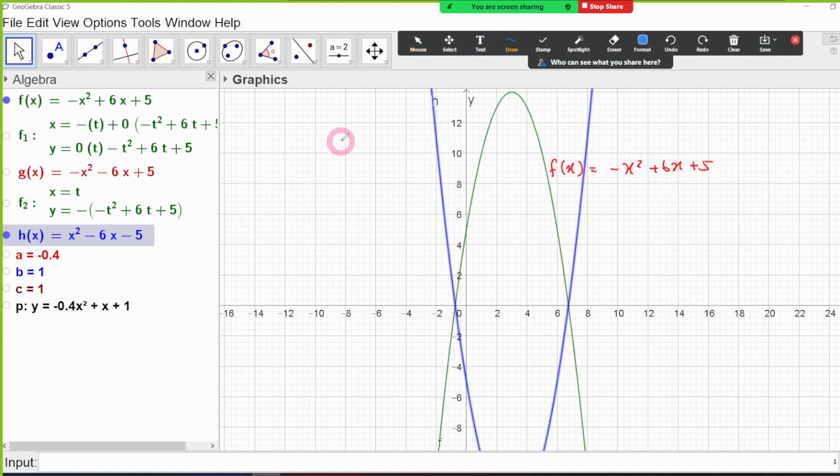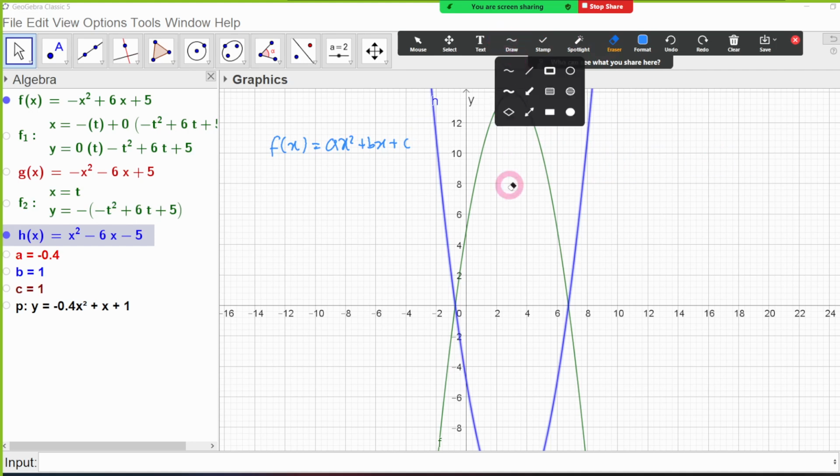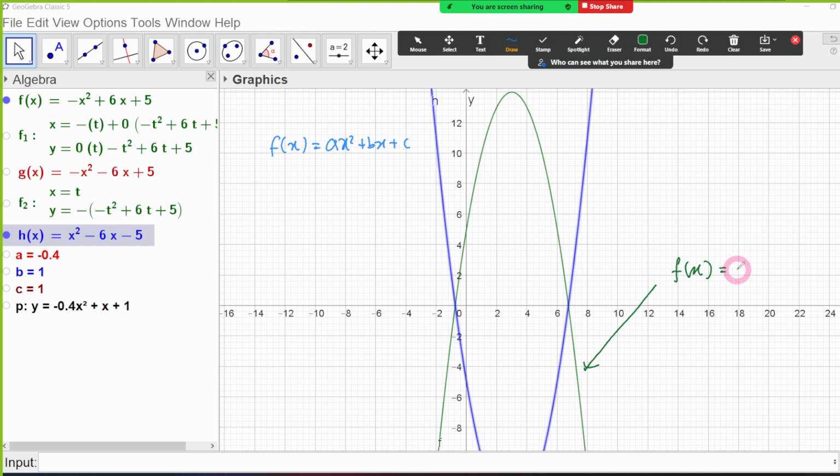So how do we get the answer? f(x) is equal to ax squared plus bx plus c. Let's go one by one. Now focus on a first. Just now, let me use this. Since this is green color, I will use green color. This one: f(x) is equal to -x squared plus 6x plus 5.